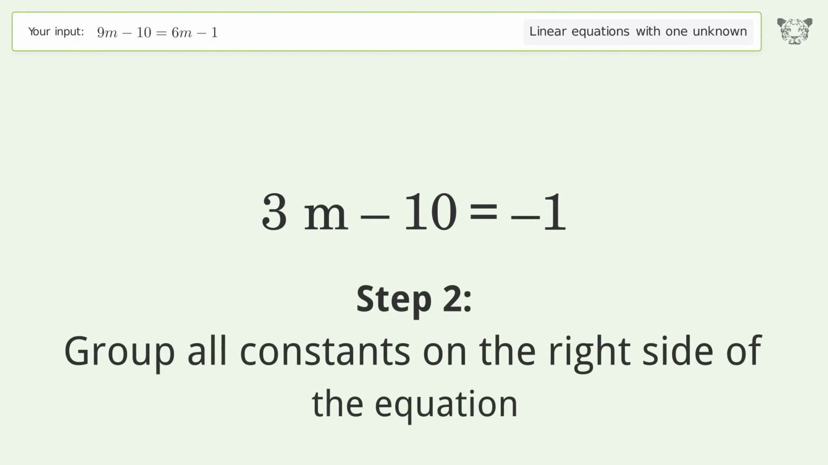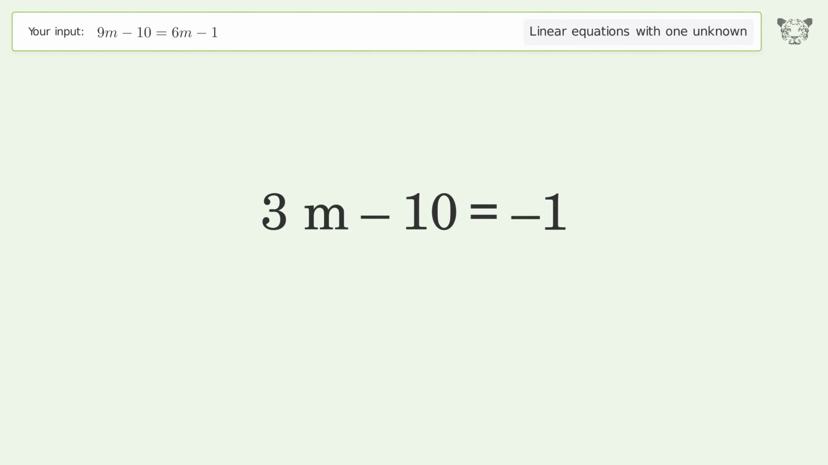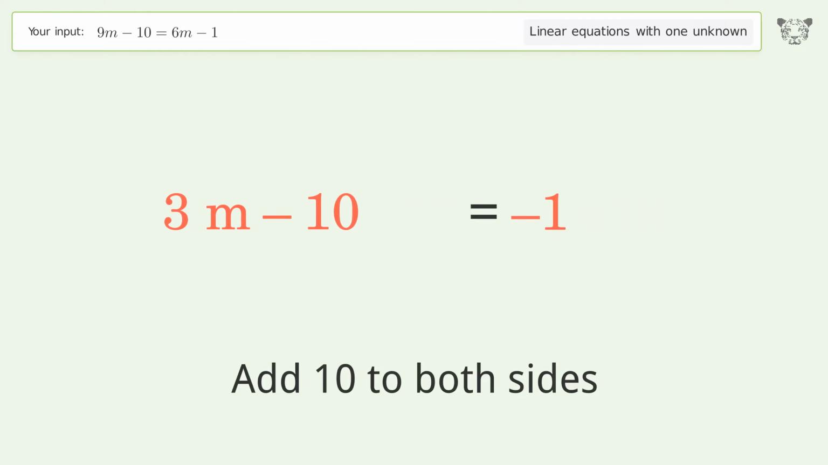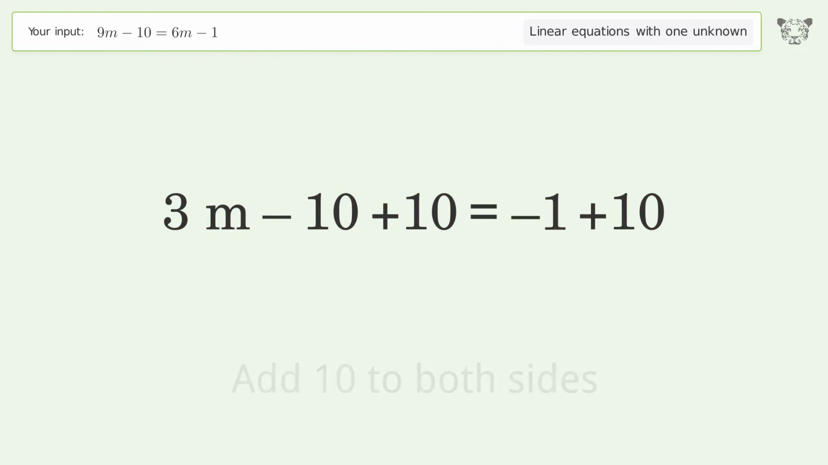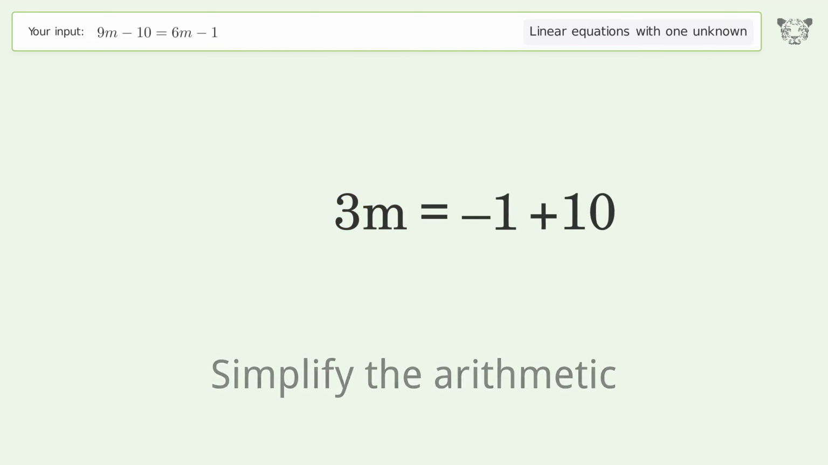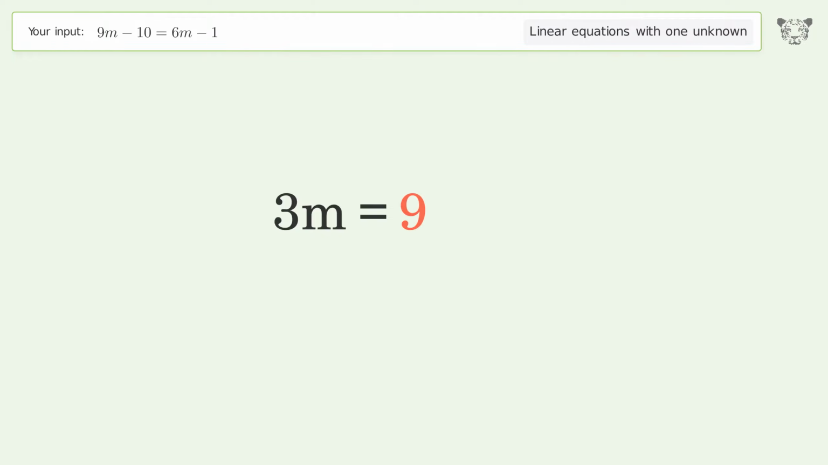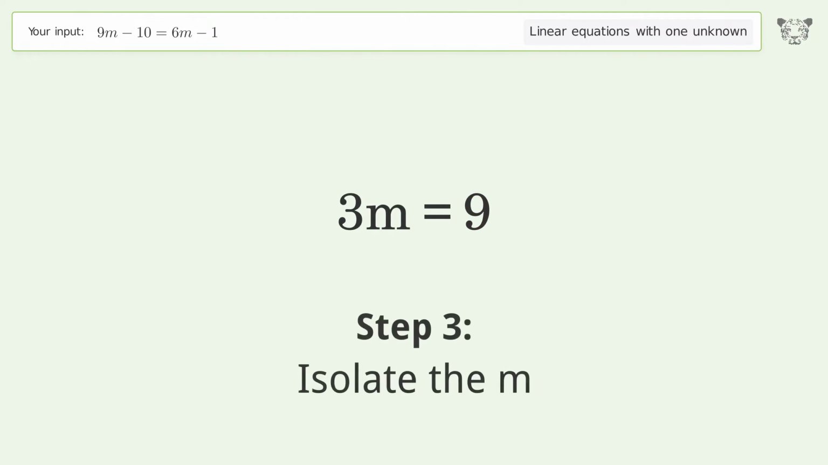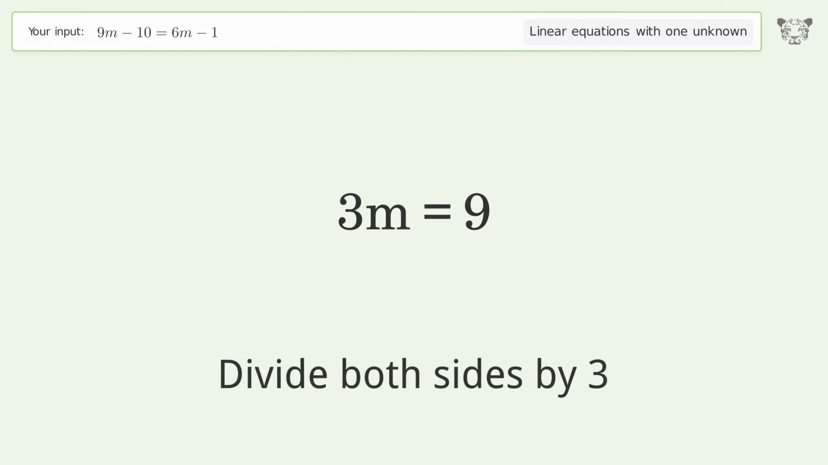Group all constants on the right side of the equation. Add 10 to both sides. Simplify the arithmetic. Isolate the m. Divide both sides by 3.